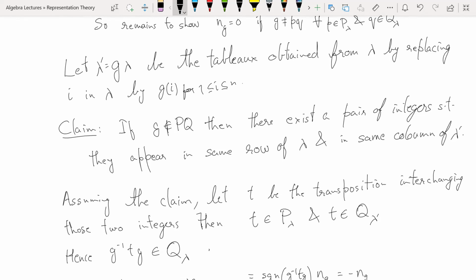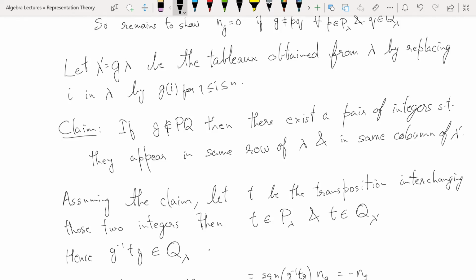So you can check that this just changes gx and gy. So this will fix all the columns of q lambda. Okay, this transposition. One way of thinking about it is if you take a column which does not contain x, which does not contain gx or gy.